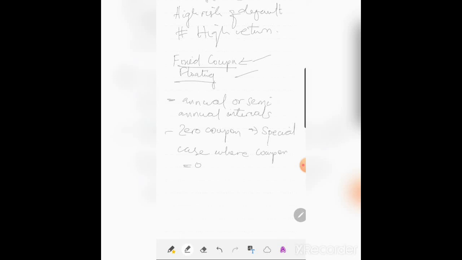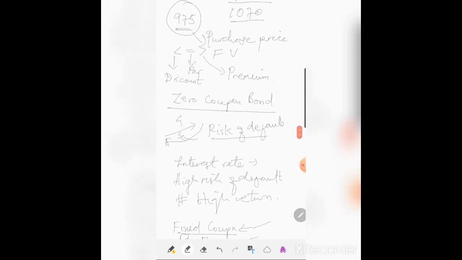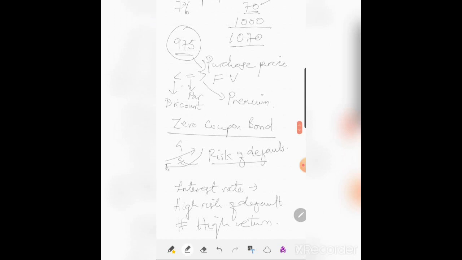And the price at which you are buying that particular bond, as I said earlier, may be greater than, less than or equal to the face value. If it's lesser, we call it a discount bond. Equal to, we call it a par bond, and the greater, we call it a premium bond.